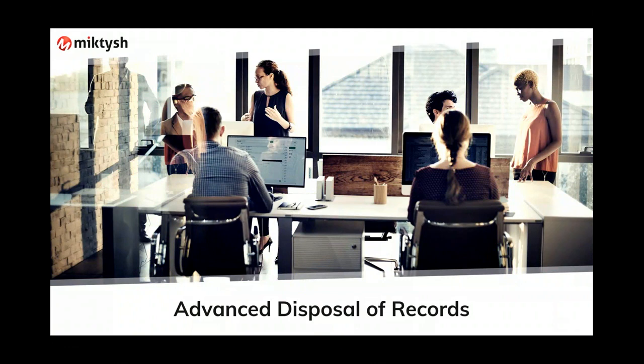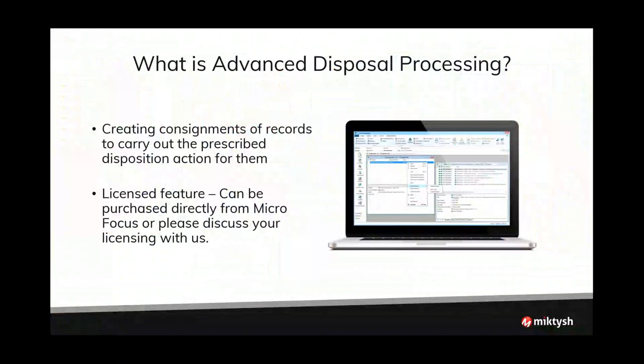So advanced disposal processing, what is it? It's the process of creating consignments of records, which is basically grouping records together to carry out the prescribed disposition action. It can be used to identify the correct records for disposal through the creation of a consignment. It gives you the option to review the record retention schedules and disposal status to ensure that they've been identified correctly, and you do that using an archivist review function.